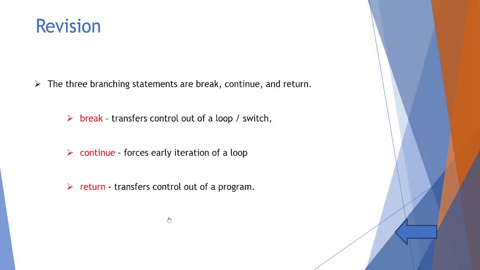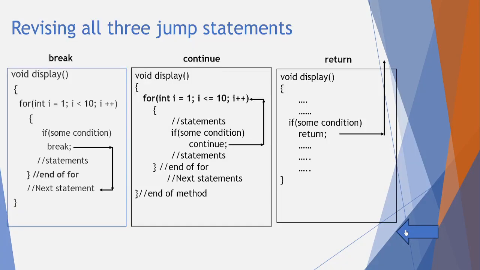Let's revise the jump statements. The three branching statements are break, continue, and return. Break transfers control out of a loop or a switch. Continue forces early iteration, and return transfers control out of a method with or without value. Now break exits from the for loop to outside the for loop, and then continue forces early iteration. Return sends the control out of the method.